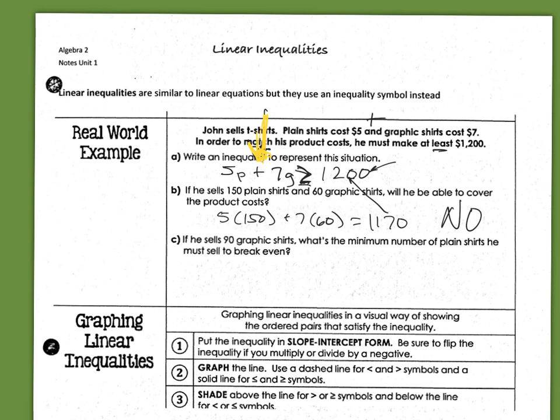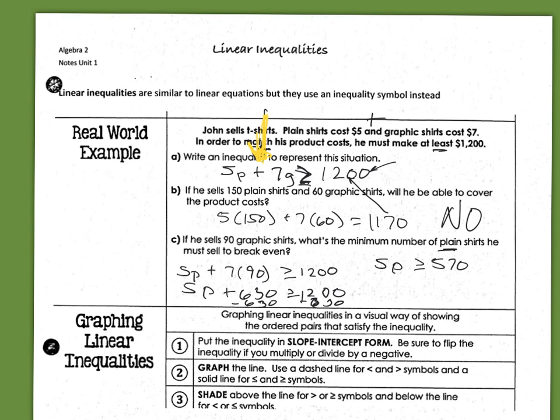So if he sells 90 graphic shirts, what's the minimum number of plain shirts? Now we don't know plain shirts, so we're going to have a variable that we have to figure out. $5 for a plain shirt, how many do we need? We don't know. Plus $7, and we've got 90 of these. We want that side to be greater than or equal to 1,200. So 5P, 7 times 90 is 630, and we're going to subtract that 630. We add or subtract first, generally. So now we have 5P is greater than or equal to 570.